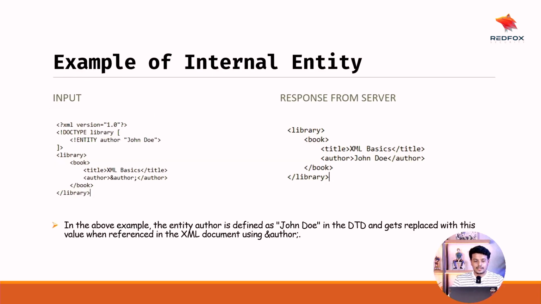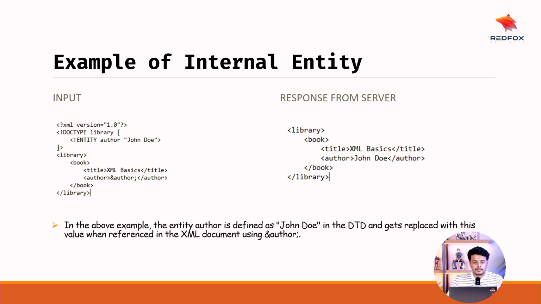Thank you. So with this, I will give you some examples of what an internal entity and an external entity are. In the left corner, you can see what exactly the input to the application is and what kind of response you can expect. This is an example of an internal entity. As you can see in the example, the entity author is defined as John Doe in the DTD and gets replaced with this value when referred to in the XML document using &author;.